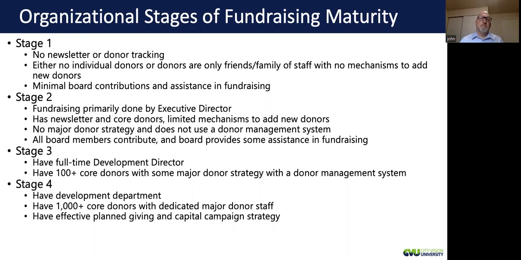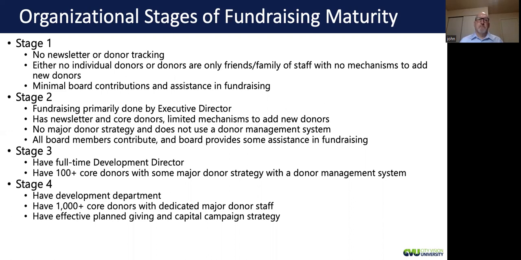So if you're stage one, no newsletter, no donor tracking system, and your individual donors are mainly friends and family of staff with no mechanisms to add new donors, you have minimal board contributions and assistance in fundraising, you need to put those things into place before you really move on to major donors, because otherwise you're not really ready for that, unless you just happen to have one or two major donors, and then you just apply these principles.